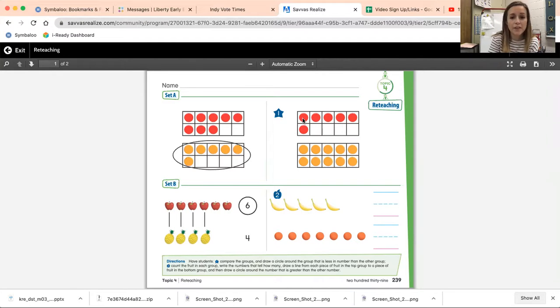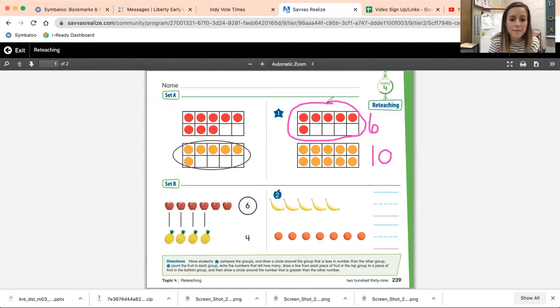Well, let's count. This one has 1, 2, 3, 4, 5, 6. I'm going to write the number 6 over here so I don't forget. The orange group has 1, 2, 3, 4, 5, 6, 7, 8, 9, 10. I'm going to write 10 over here so I don't forget. Now, which group is less or smaller? If you said 6, you're right. Kiss your brain. I would circle that red group.